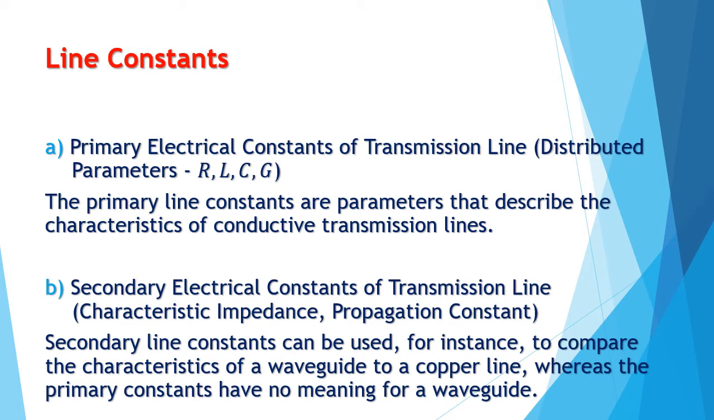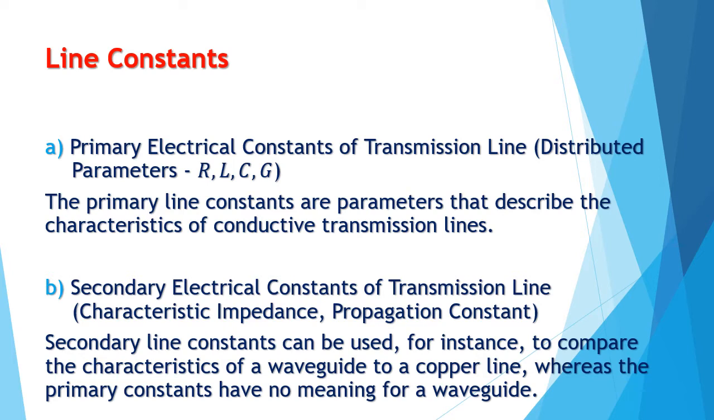Line constants. There are two kinds of line constants. First, we have the primary electrical constants of a transmission line. These are the distributed parameters: resistance, inductance, capacitance, and conductance. The primary line constants are parameters that describe the characteristics of conductive transmission lines.